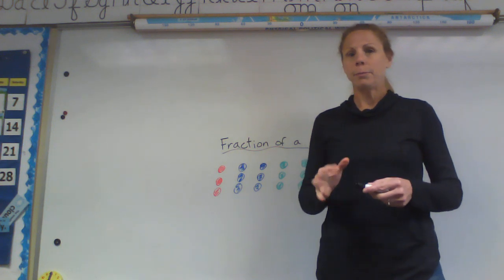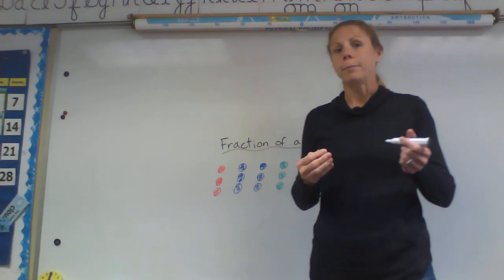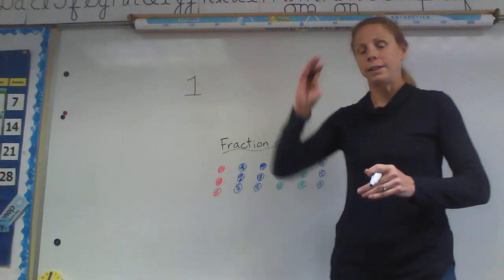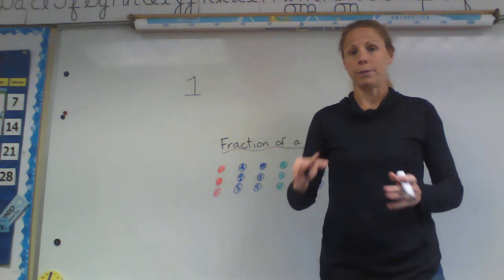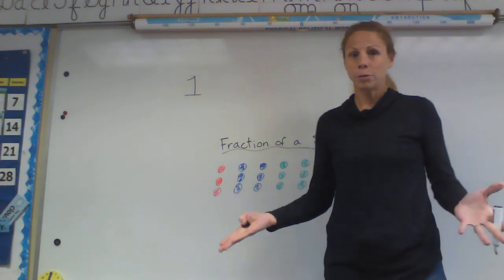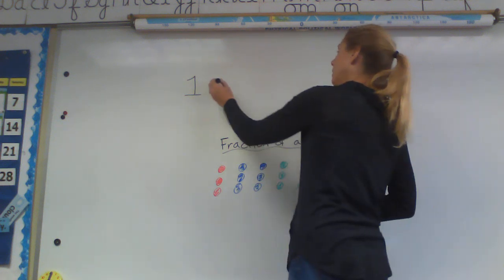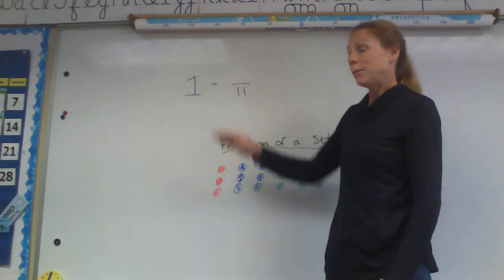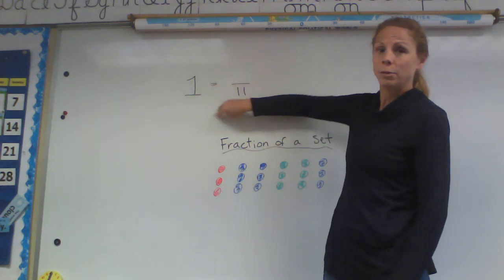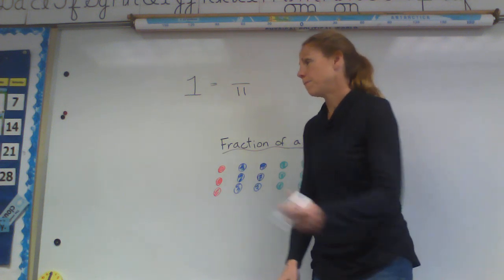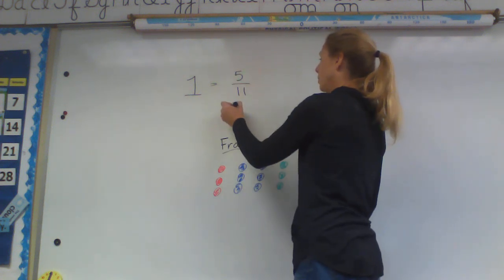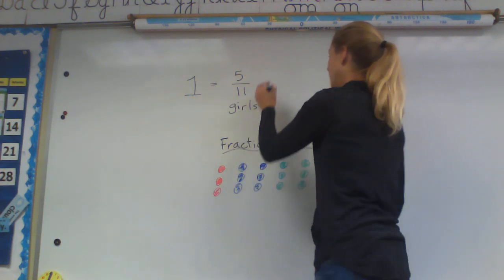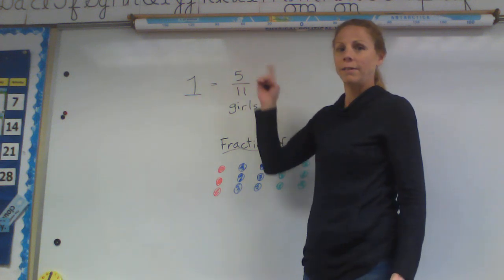Do you remember that for a whole, the top has to be the same as the bottom number for a fraction. So in this whole group of teenagers, there are 11 teenagers, right? So we want this top to be 11 to make the whole group. But right now what we have are 5 out of the 11 kids are girls. And we need to find out how many are boys. So what plus 5 equals 11?